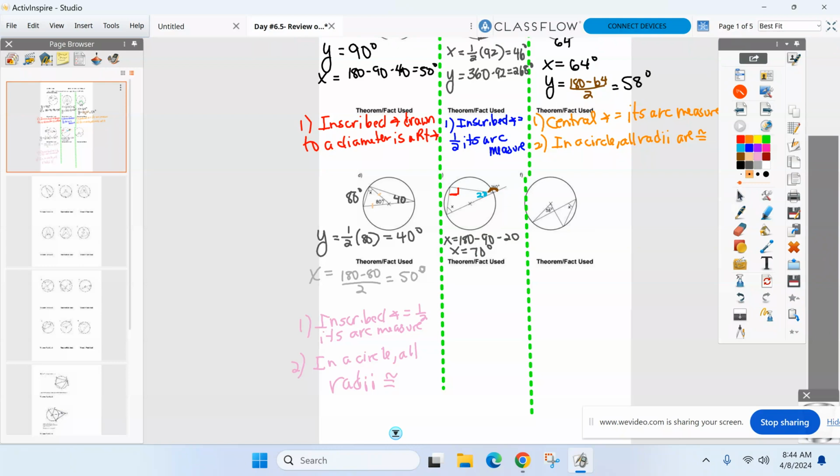And the fact we use, let's keep writing it. How do we get that 90-degree angle? That circle fact we use. Inscribed angles drawn to a diameter are right angles.